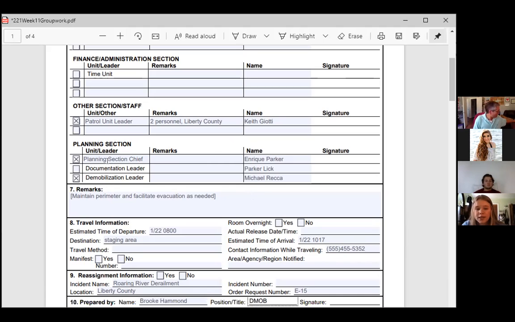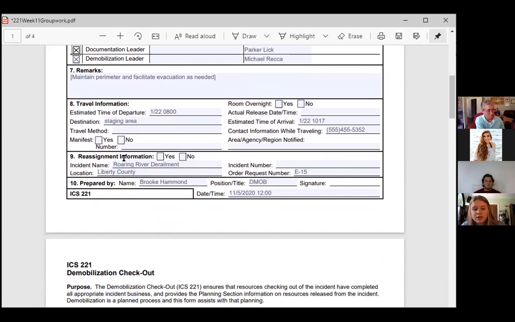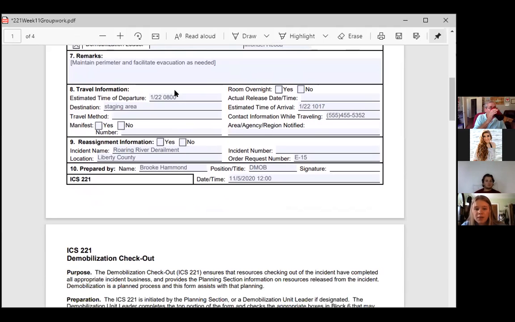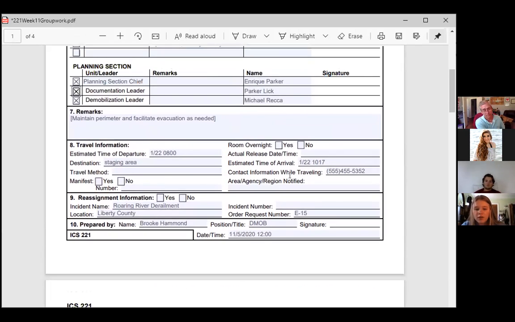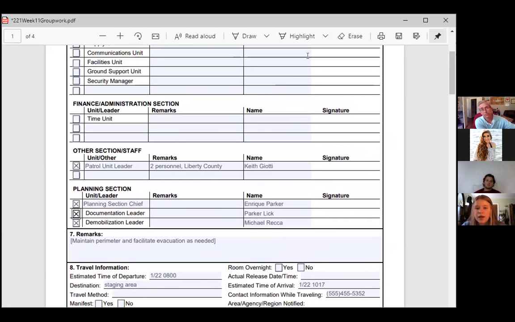I put the same planning section chief, documentation leader, and demobilization leader. And then I just added in some remarks about what those functions would be. It's, again, for the Roaring River derailment, and the location for this one is Liberty County. I believe it's the same date and time for all of them, 0800 and then 1017, prepared by me and for the demobilization unit. I think all the information I got was from the 211s and from the 213s. So that's all I have. I think Parker has 2 more to go over.